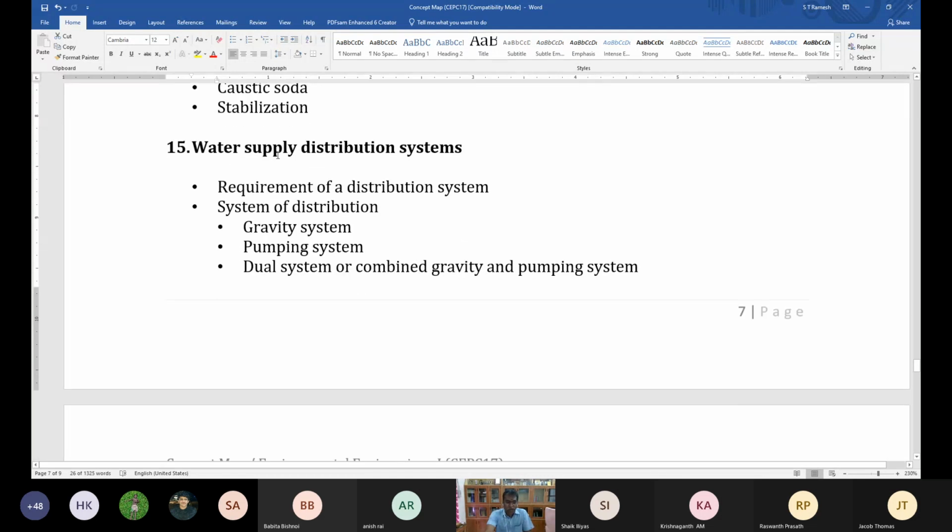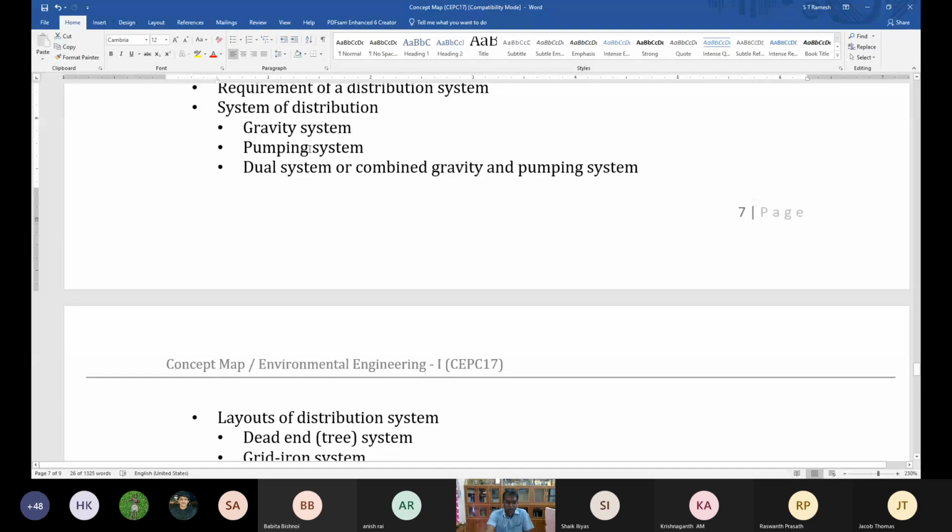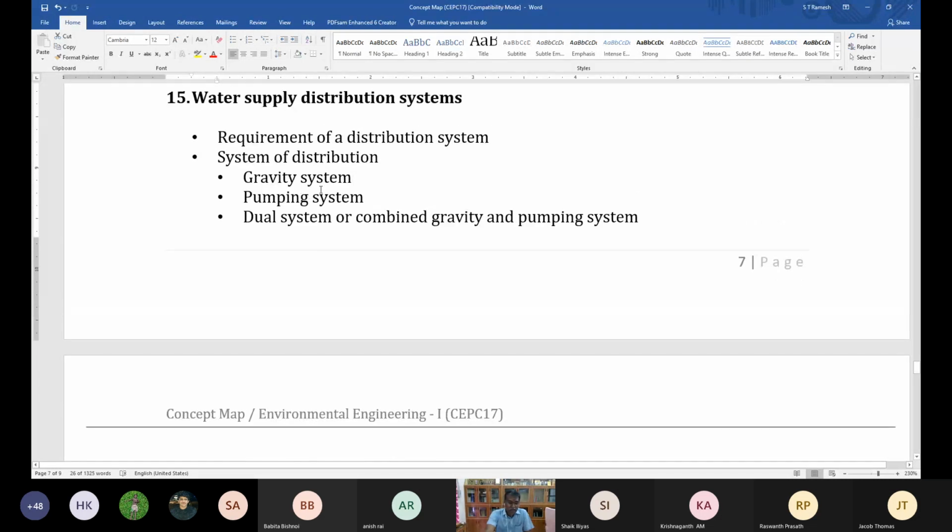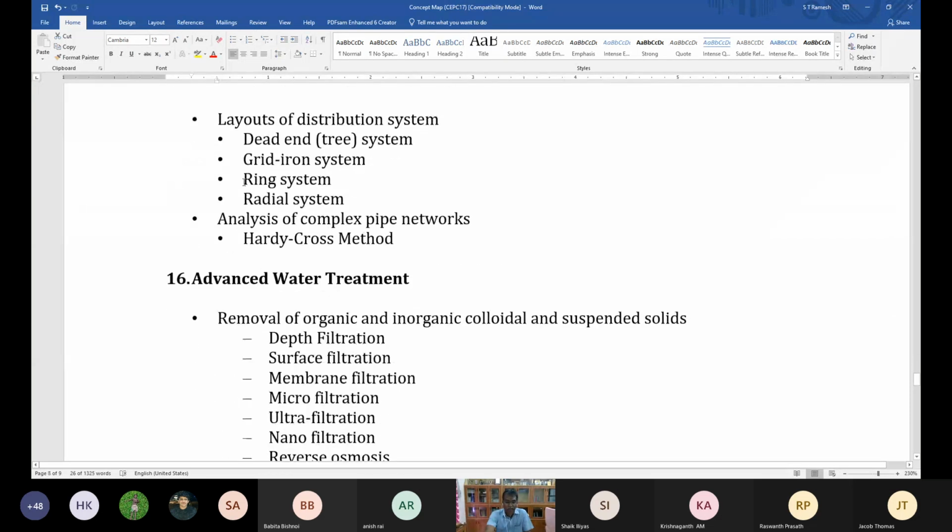And how to distribute the water after treatment: probably you would have come across some areas or cities that follow a gravity system. In some cases, they may also follow a pumping system. And in some cases, they may also follow a dual system, a combination of gravity and pumping. That we will discuss.